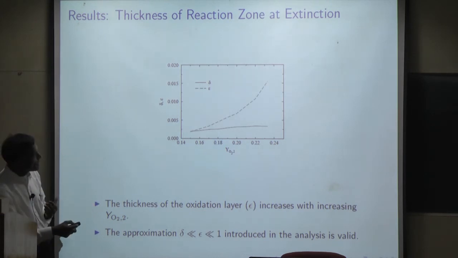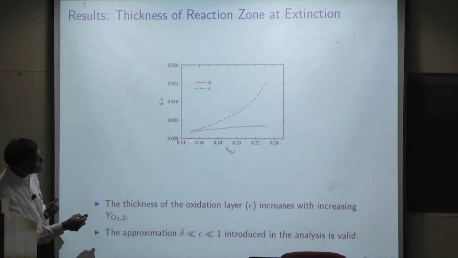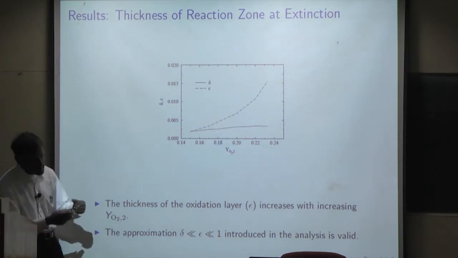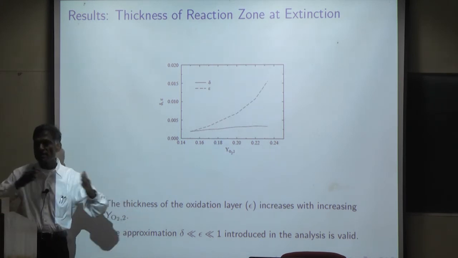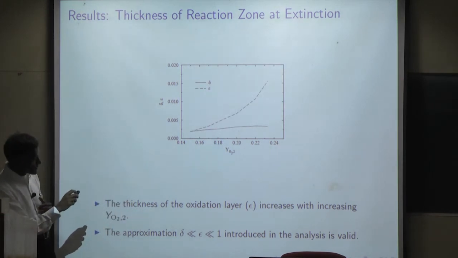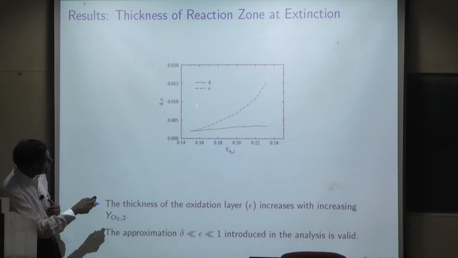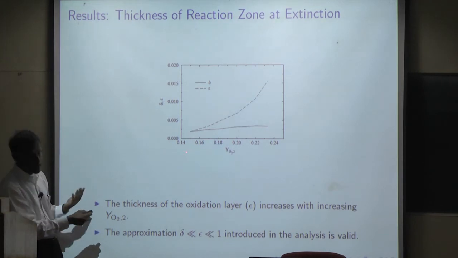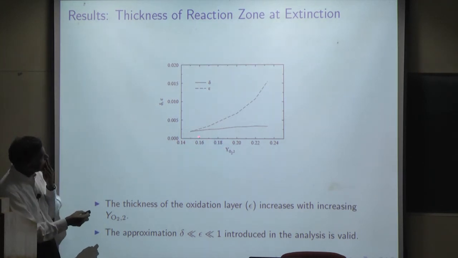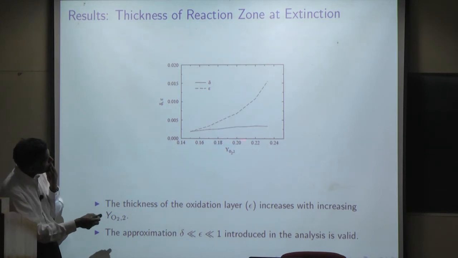It's very good. But if you go to leaner flames, or very lean flames, then of course it's not green or rich. If you go to very low oxygen concentrations, it turns out that both the fuel consumption layer and oxidation layers merge. So you can see that for these values, the asymptotics breaks down. It's valid in this region.